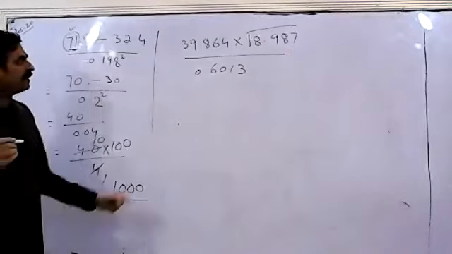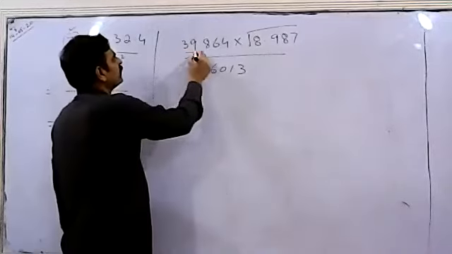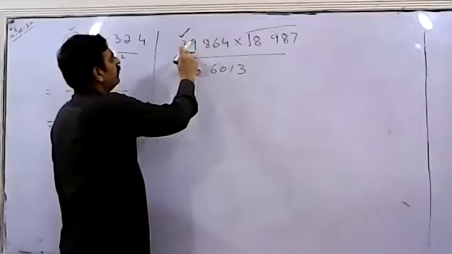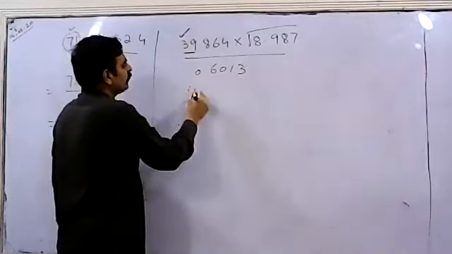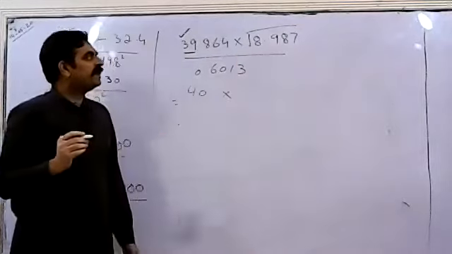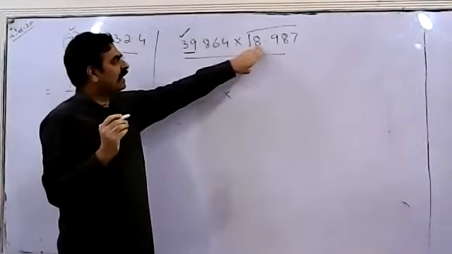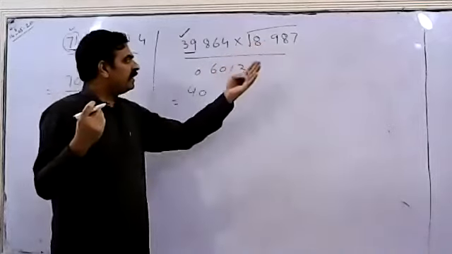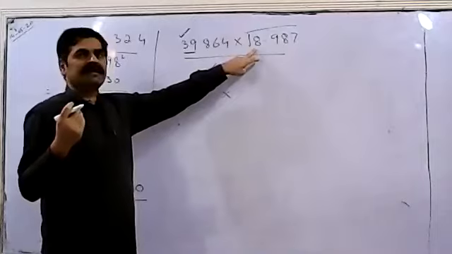In the next part, 39.864. This is the first significant figure, that is 3. The next figure, that is 9, we will add 1 in 3. It becomes 40. Multiply by 8.987. If we estimate this value, we can write 9. Or if we write it up to one significant figure, again we can write 9.